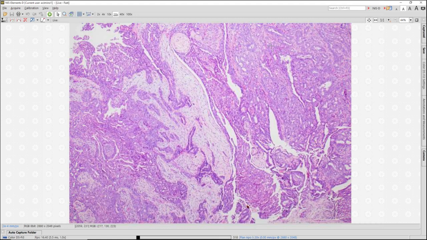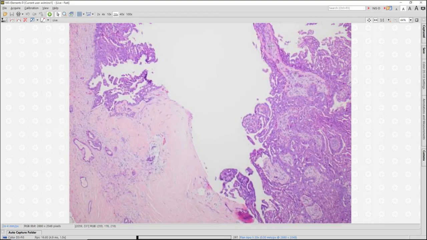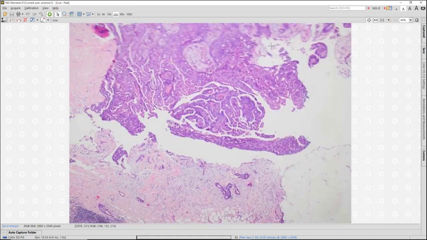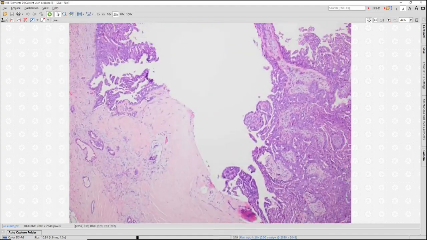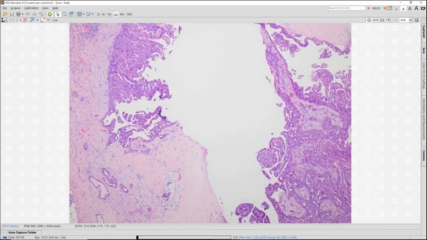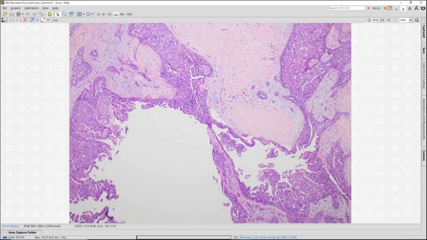It's pinker than it is blue, although I realize that's in the eye of the beholder. And I have to drive around the lesion to decide, okay, what family lesion am I dealing with here? In some areas I can see more clearly, yes, I'm dealing with a lesion that is projecting into a cystically dilated space with fibrovascular cores. This must be a papillary lesion.